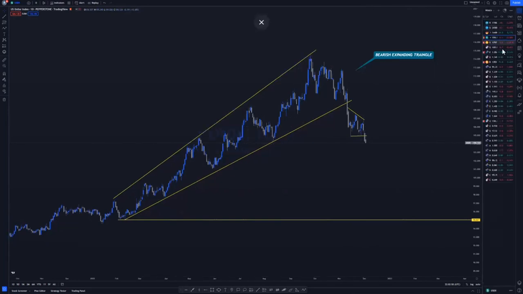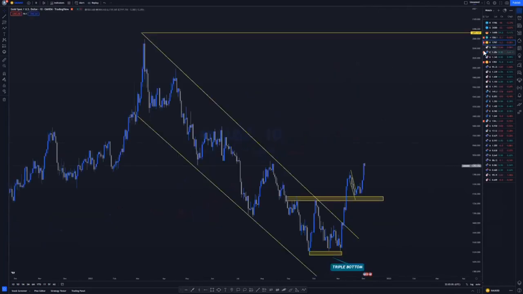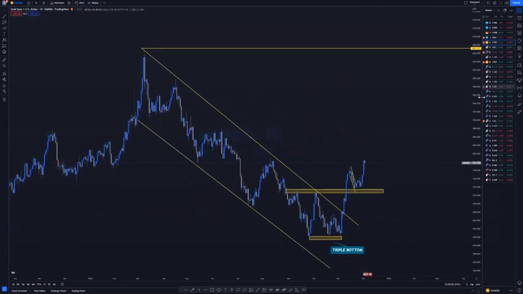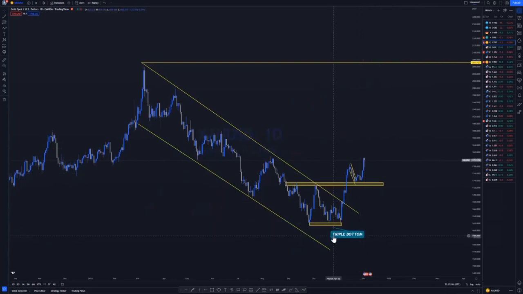So the second one here is gold in the daily time frame. If you look at the bottom, there is a triple bottom, which signifies that there can be a possibility for the market to go to the upside. So if you see, this trend was broken and the market is continuing to move to the upside. This is gold on the daily time frame.